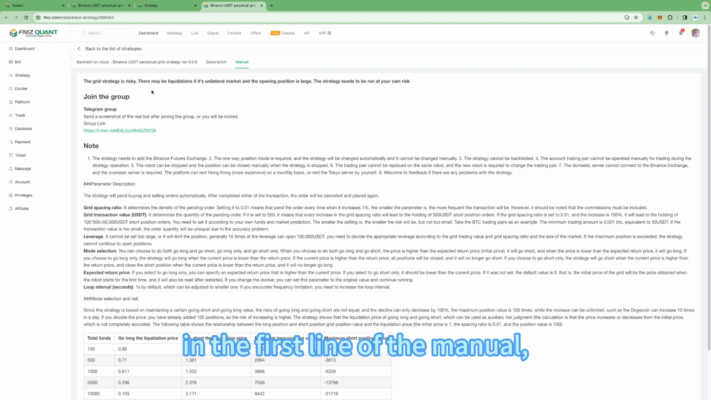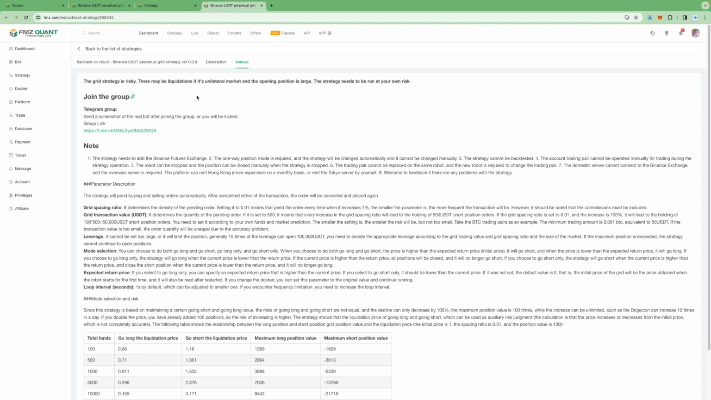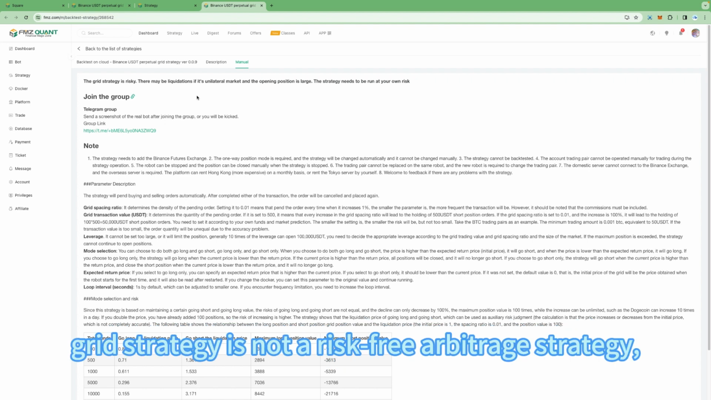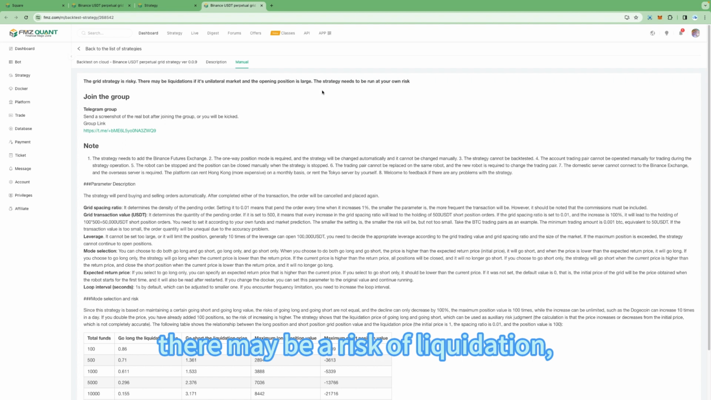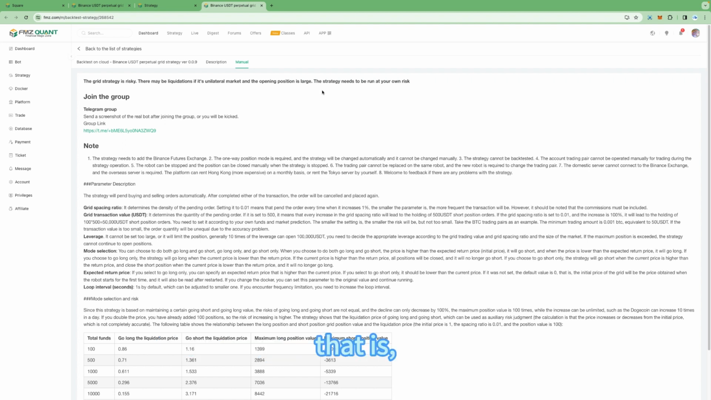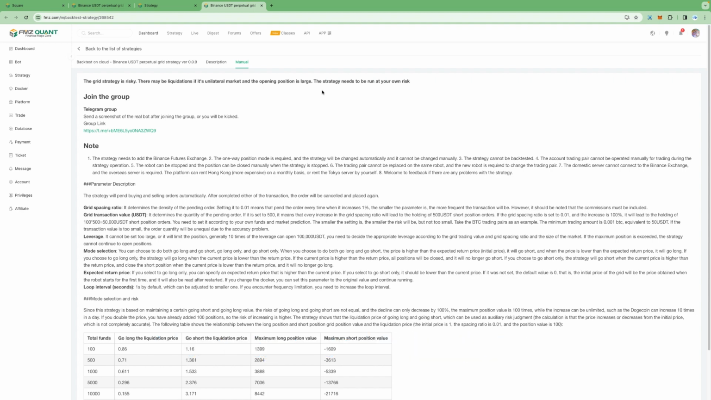In the first line of the menu, we remind everyone that when using the grid strategy, we need to be aware that the grid strategy is not a risk-free arbitrage strategy. It is a risky strategy when the unilateral market is relatively large. There may be a risk of liquidation. That is, when the position is large, there may be a risk of liquidation, which should be noted.